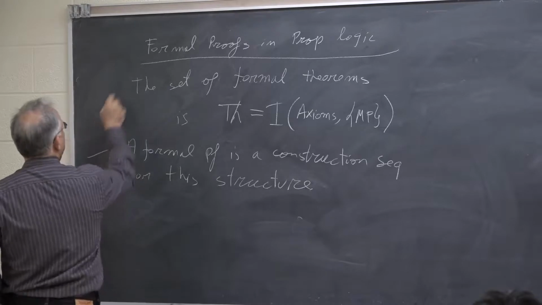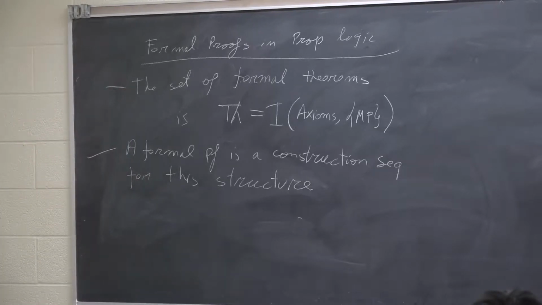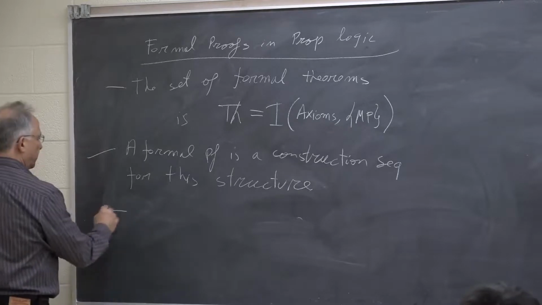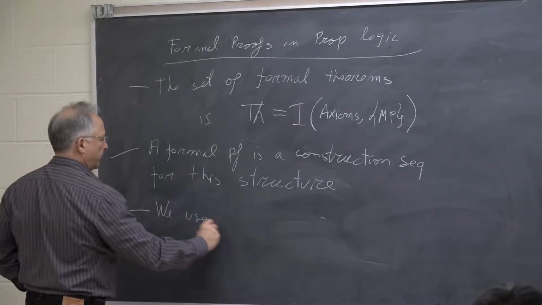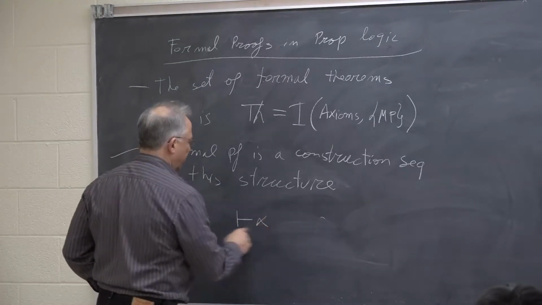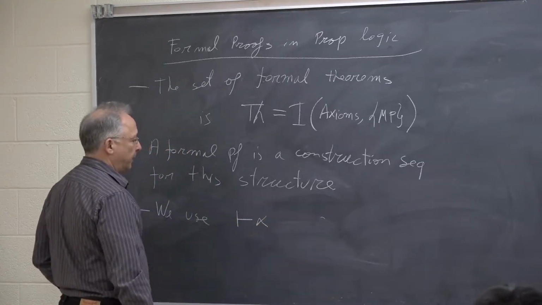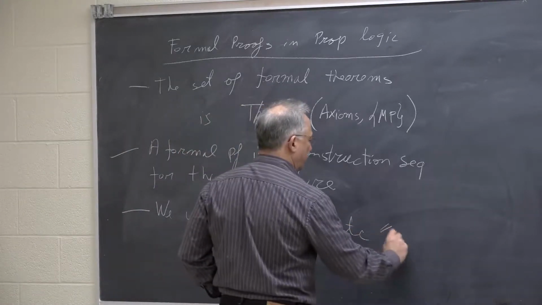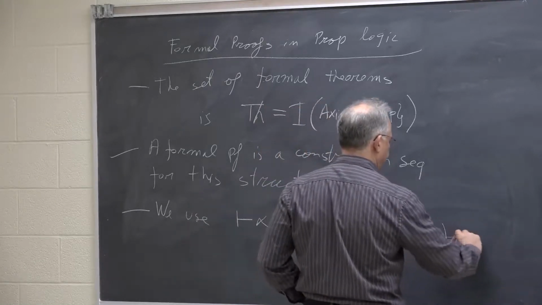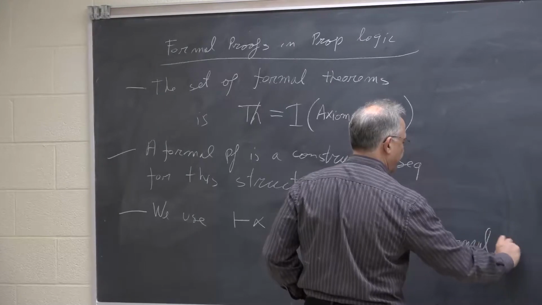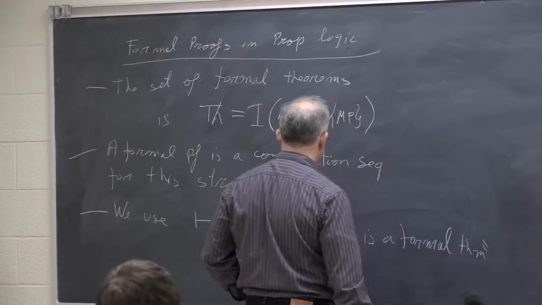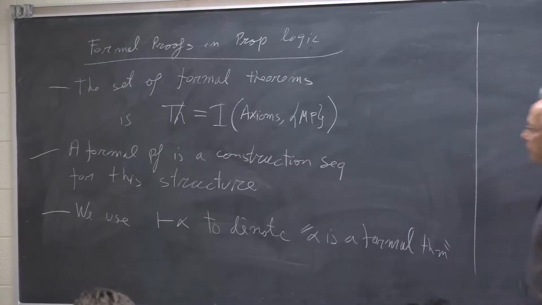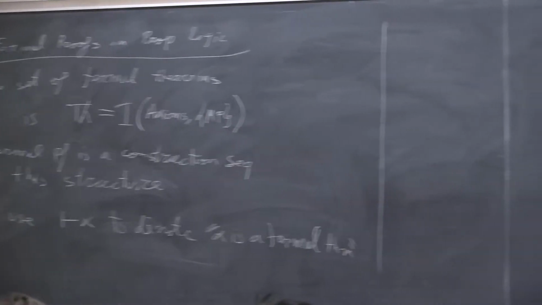And finally, so we have the notion of what is a formal theorem, what is a formal proof, and finally we have a notation. We use this notation, turnstile alpha, to denote that alpha is a formal theorem. So these were the basic definitions that we had last time. And on top of it, I gave you the list of axioms, the modus ponens rule, and I showed you some examples of what formal proofs look like.